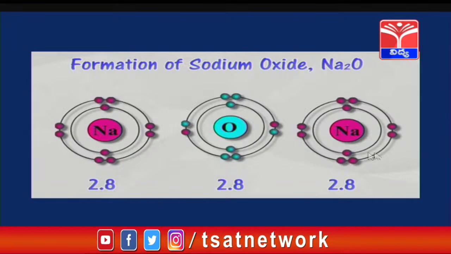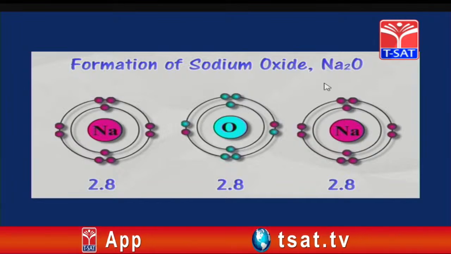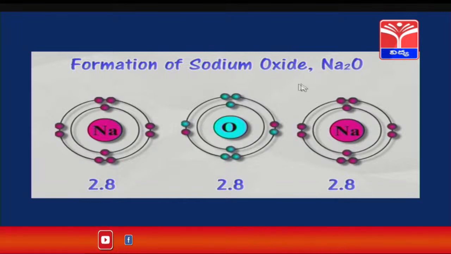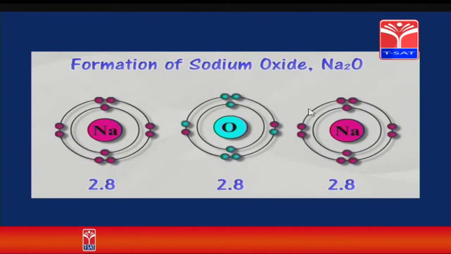So, sodium after losing one electron forms Na+ ion. So, the O2- ion gets attracted to 2 Na+ ions, thus forming a molecule called sodium oxide. So, this is an electrostatic force of attraction present between the oppositely charged oxygen ion and the sodium ion. So, the type of bond present here is ionic bond.